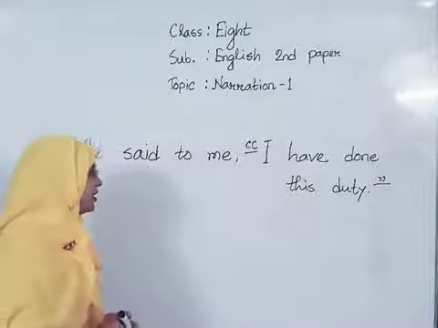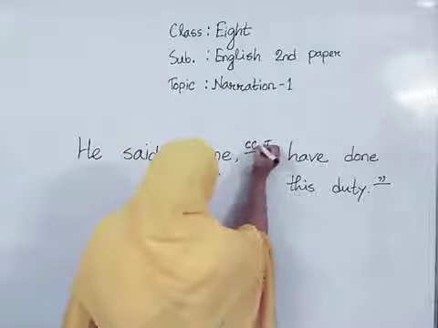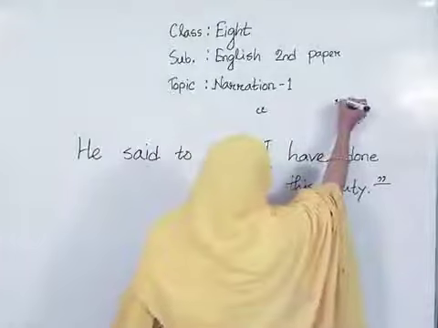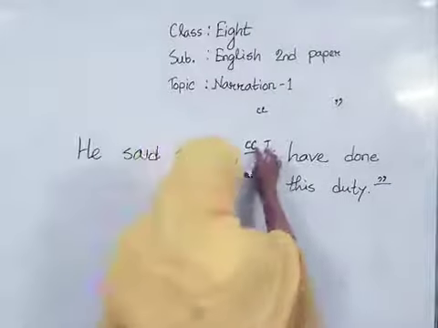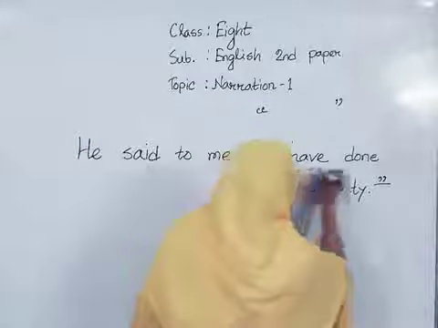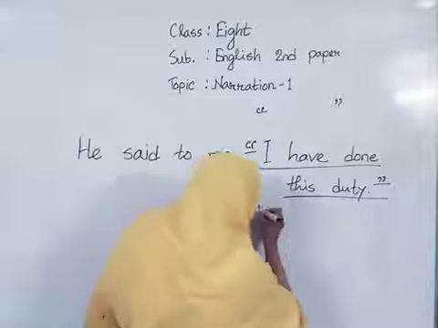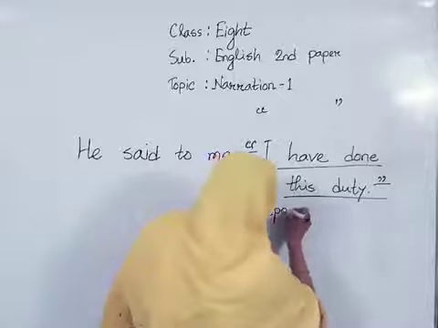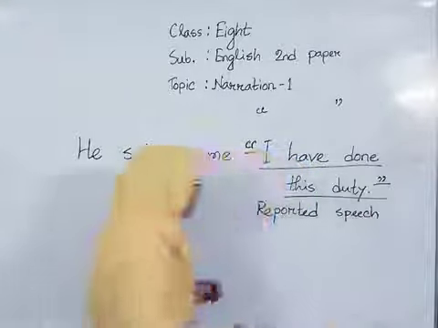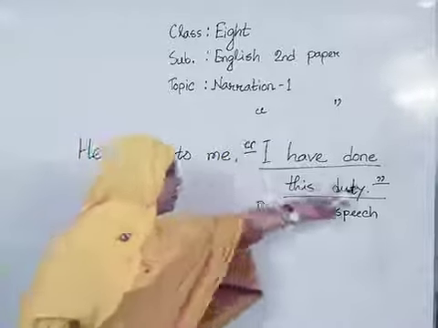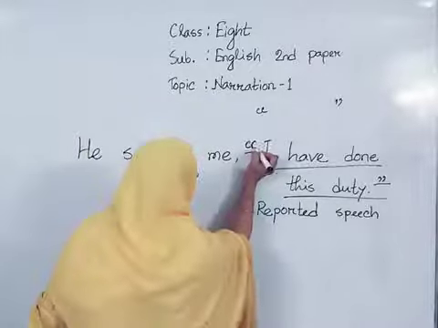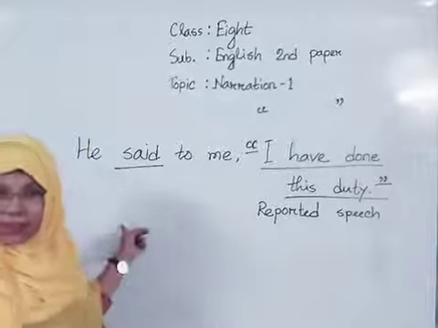How can you identify it? The speaker's speech is in an inverted comma. So, here we can see the speaker's speech is in an inverted comma and we will define it with a name. It is reported speech. So, dear learners, what we get in the inverted comma is reported speech. Outside the inverted comma, there will be a verb and it is the reporting verb.